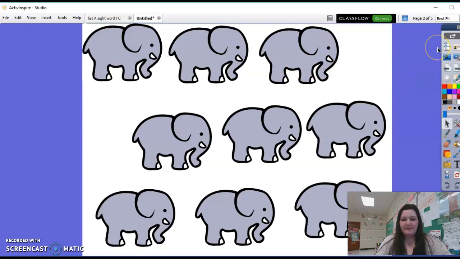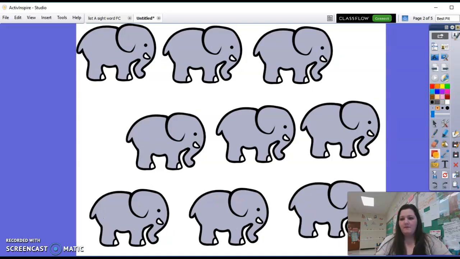Let's try this again. Count the elephants for me. Good, I heard you say 9. There are 9 elephants. Okay, 9 elephants. 4 of the elephants go walking away. Okay, 4 elephants walk away. 1, 2, 3, 4. How many elephants are left?